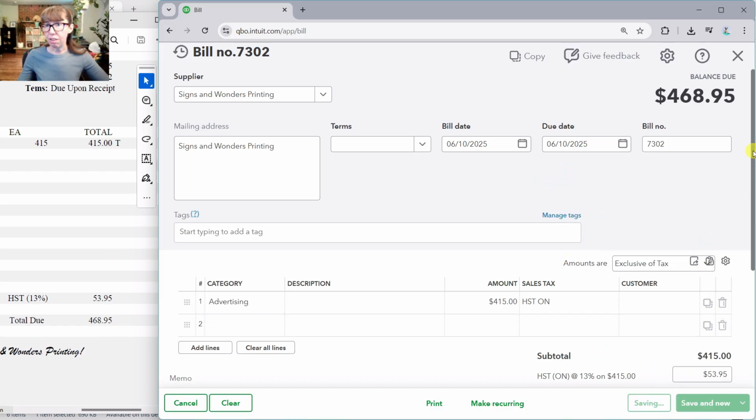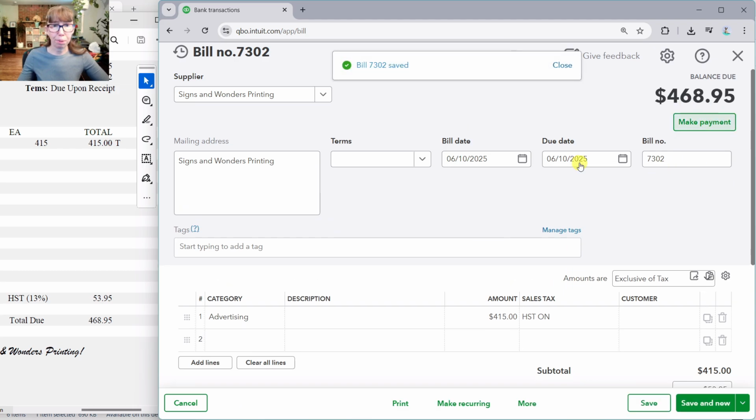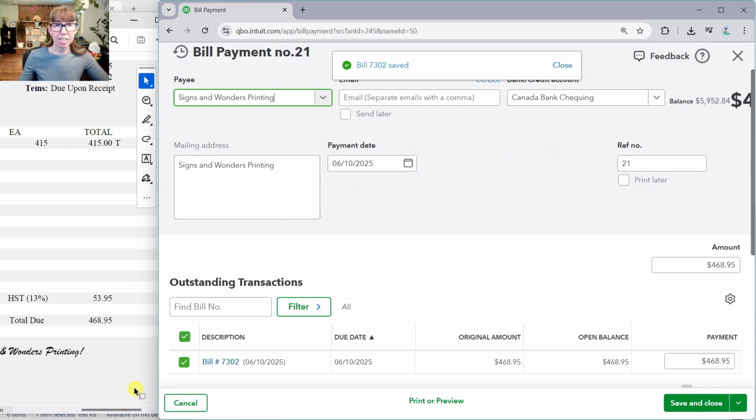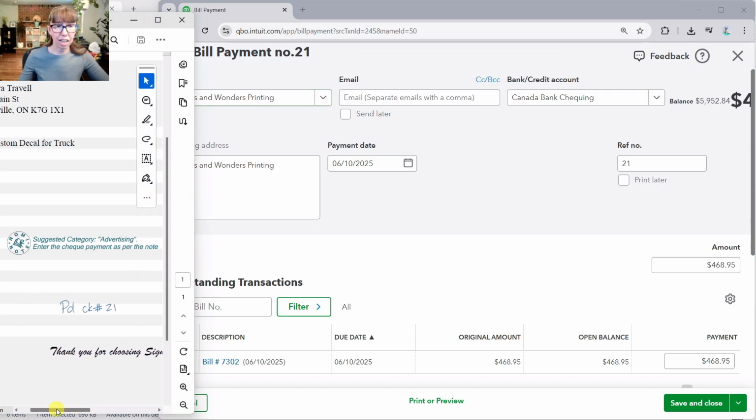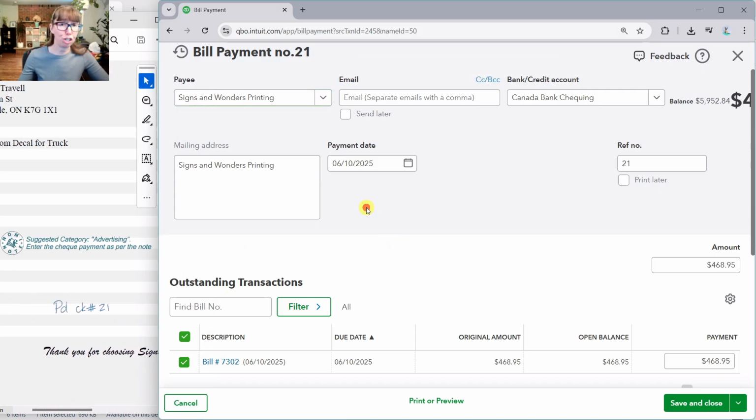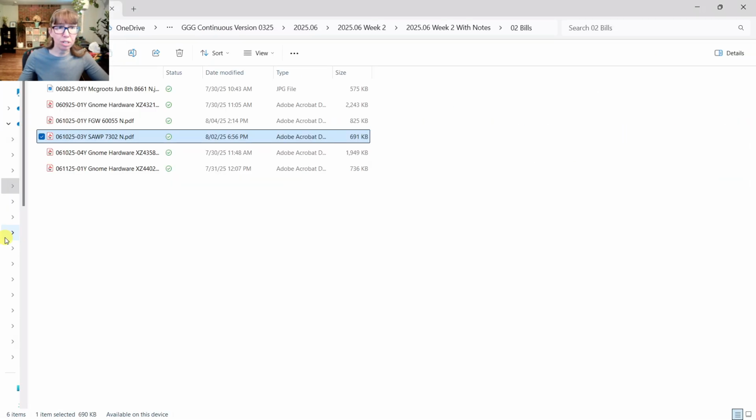I'm going to hit save so that up here, the make payment shows up. We're going to make that payment. Now, she didn't say what date that check was, so I'm just assuming she brought the check in. It's populated to 21 for me. It's got the 10th. This marks the bill as paid. Did all the work for us. So we're going to go save and close. So let's see what's next in our bills folder.